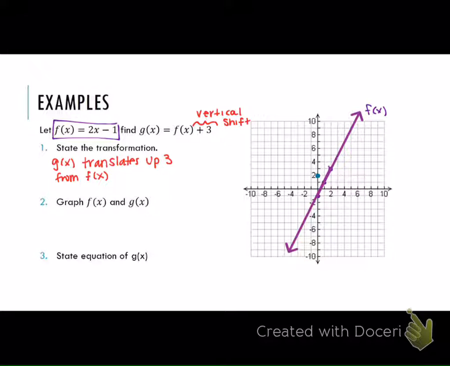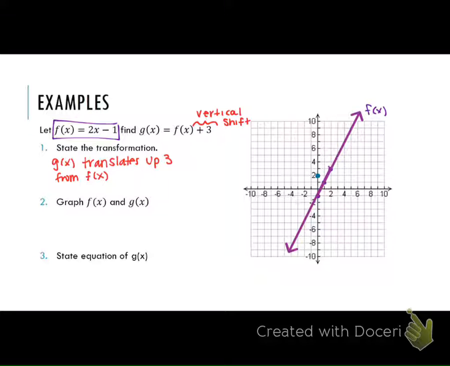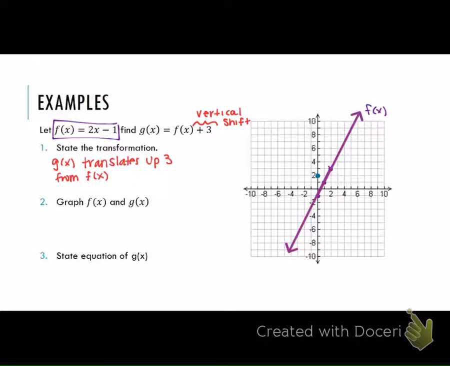If this one's at 1 and it shifts up 3, it'll be up at 1, 2, 3, so it'll be at 4. Whoa, that's spicy. And if this one is at 3 and it moves up 3, it's at 6. And then you can connect your points, and that's your graph of g of x.